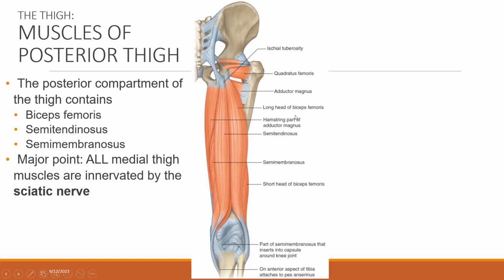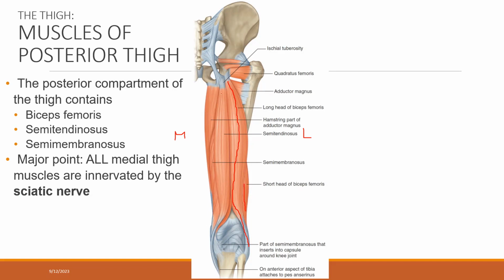Now the posterior thigh will contain this muscle here on the lateral side, that is the biceps femoris, as well as 2 muscles on the medial side that are the semitendinosus and semimembranosus. So where are these muscles, and what does it look like? This is the medial side, and this is the lateral side, right? So the biceps femoris is this muscle here that runs down. And there are 2 heads. There is this long head that is more posterior, and the short head here that is more anterior.